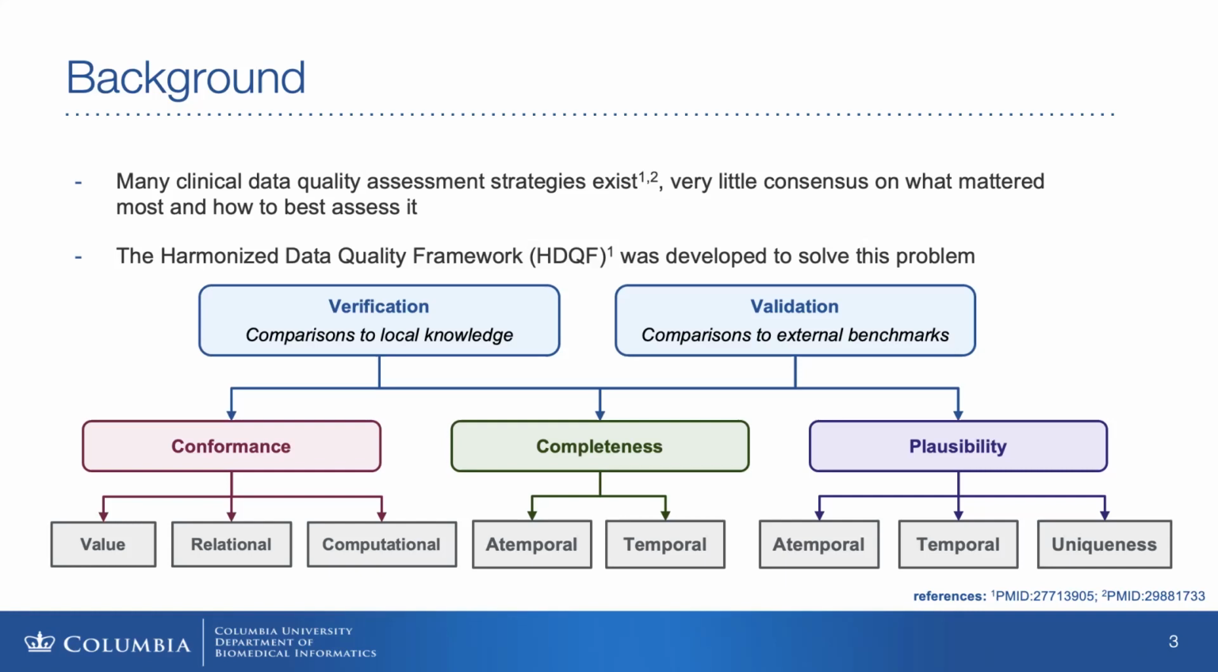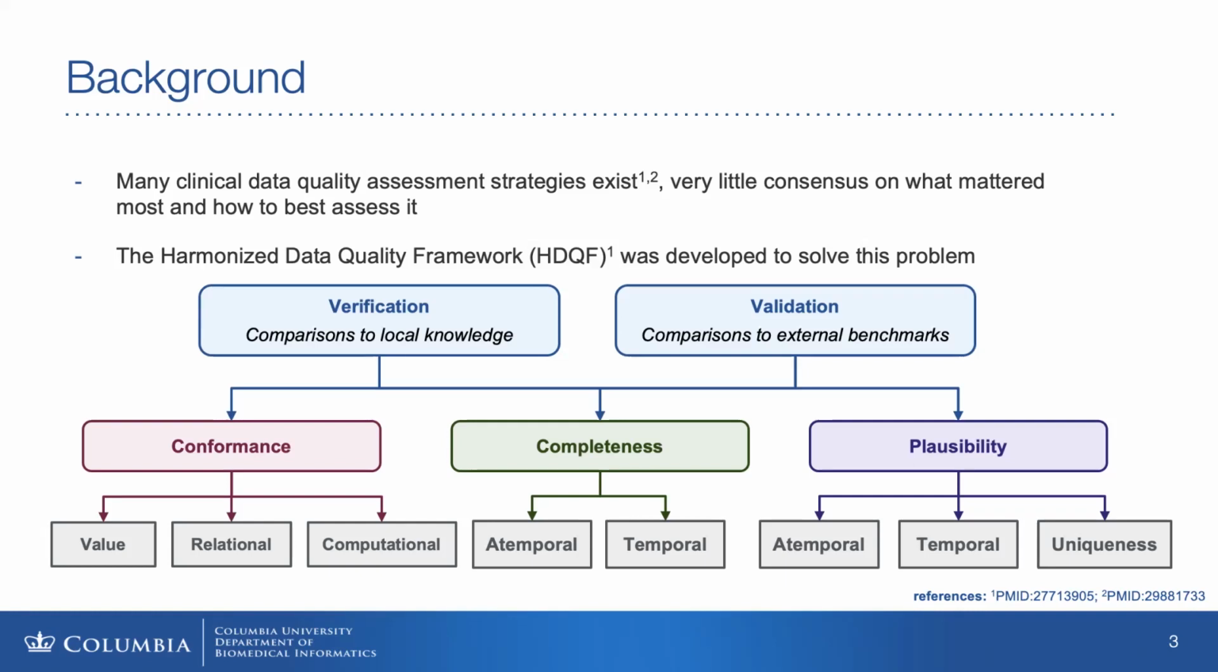Within these contexts, the framework further defines three dimensions, which are themselves made up of additional categories. The first dimension is conformance, which assesses whether or not data values adhere to pre-specified internal or external formatting constraints, which is value, agree with structural constraints like primary and foreign key relationships, which is relational, and are accurate when computationally derived from existing variables, which are computational.